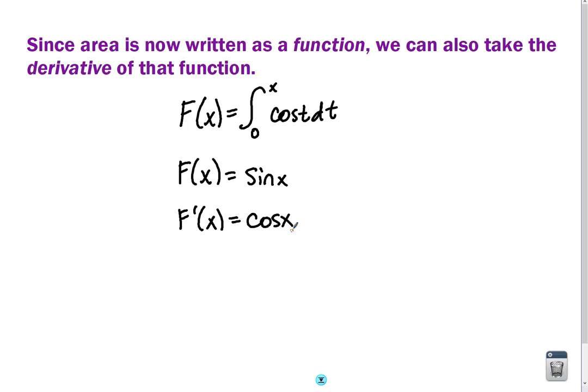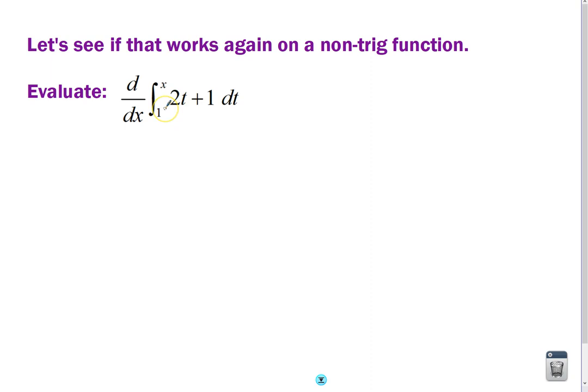Interesting. Okay, you're thinking, well, what's the point of that? Right now it's just taking the derivative. We can find lots of things: the rate of change, the slope of the tangent line, we can do all kinds of things with the derivative. But here, the derivative of my integral got me back to basically where I started. That's odd. But it was a trig function. Maybe it was a fluke. So let's try this on a non-trig function.